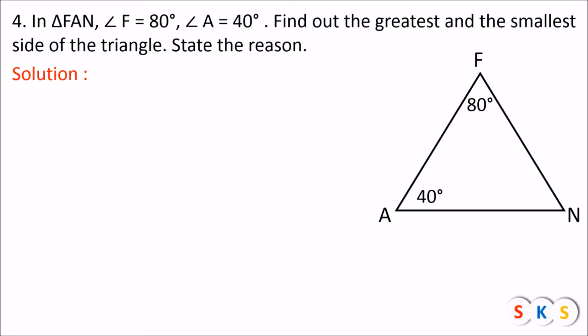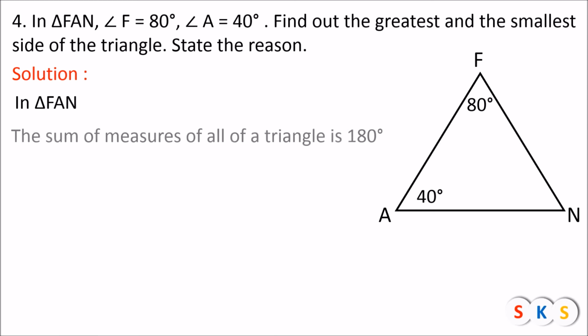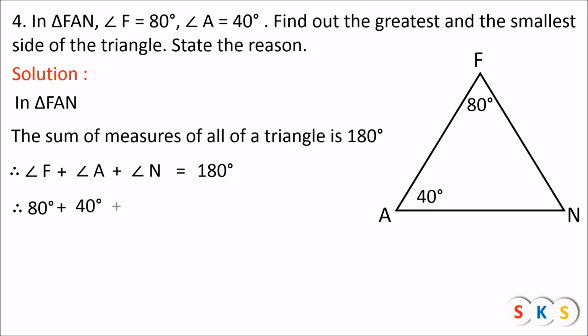is 180 degrees. So angle F plus angle A plus angle N equals 180 degrees. Therefore 80 degrees plus 40 degrees plus angle N equals 180 degrees. Now we will add 80 degrees with 40 degrees, we will get 120 degrees plus angle N equals 180 degrees. Now we will shift 120 degrees to the other side. So we will get angle N equals 180 minus 120. Therefore angle N equals 60 degrees. So the measure of the third angle is 60 degrees.